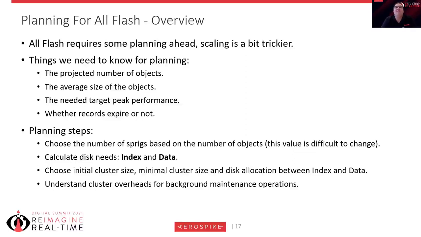In terms of planning steps, we'll be choosing the number of sprigs first, to actually allow for the primary index to deploy completely. And then we'll need to understand how much space we would need for index and data. We'll create the initial cluster size, understanding how much to allocate to index or data. And then we'll understand how the overheads for background maintenance operations affect our cluster.